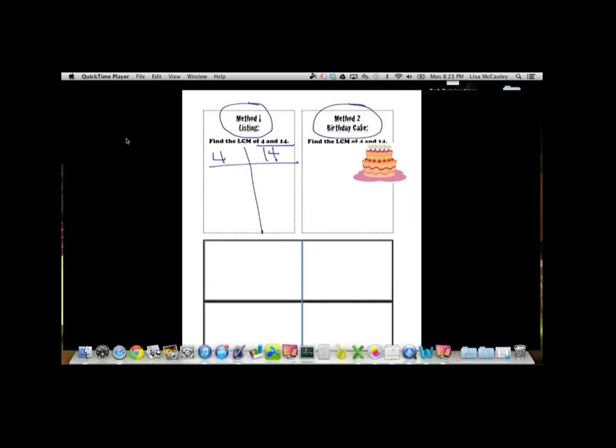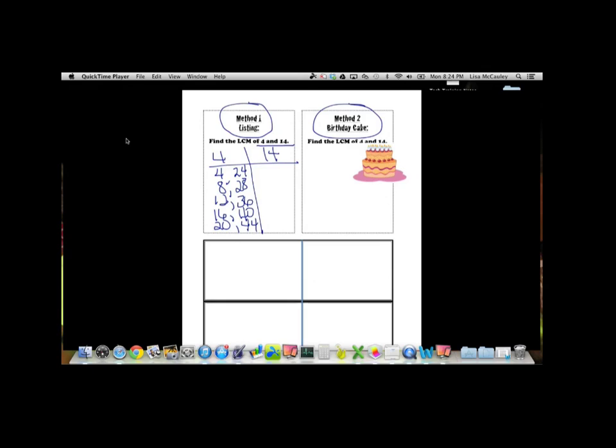The way we list them is just to go in order. 4 times 1 is 4. 4 times 2 is 8. 4 times 3 is 12. 4 times 4 is 16. 4 times 5 is 20. 4 times 6 is 24. 4 times 7 is 28. 4 times 9 is 36. 4 times 10 is 40. And 4 times 11 is 44.